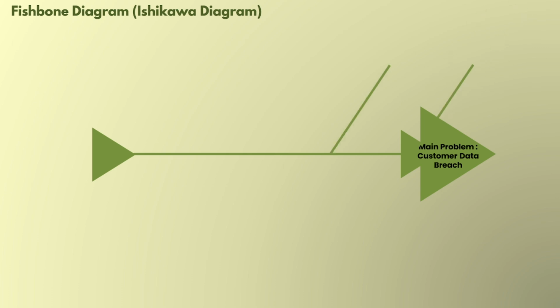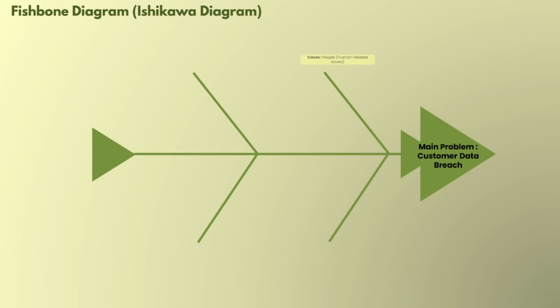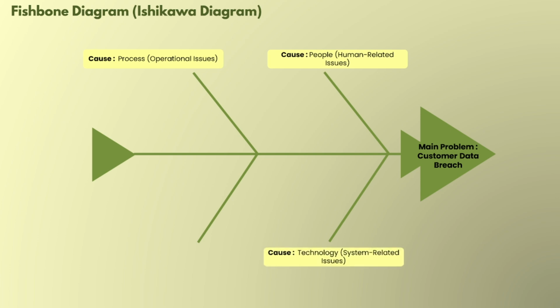Now let's try to write down the causes of this particular problem, and we will write down the main causes. First cause is people, meaning human related issues. Maybe someone may be responsible for breaching the data. Then next is process, meaning operational issues. This is also another cause of customer data breach. Then technology, meaning system related issues.